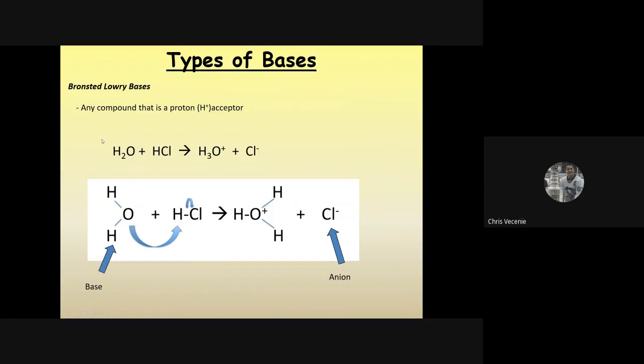Then I look at the other substance. What's H2O? Oh, H2O becomes H3O+. How do I go from H2 to H3? Oh, I gain an H. I accept an H, which is why H2O is my Bronsted base. It is accepting a proton.